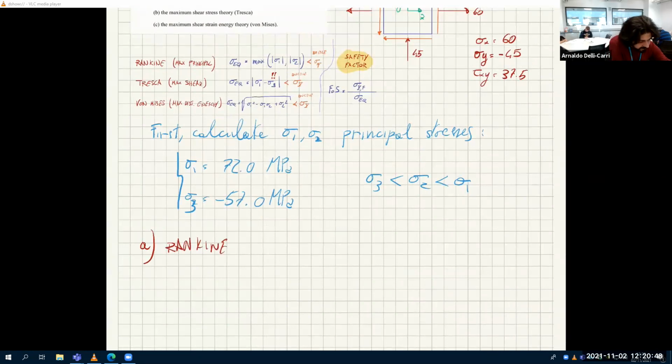For A, we have sigma equivalent. How much is sigma equivalent? It is the largest between sigma 1, sigma 2, and sigma 3. Which one is the largest? Sigma 1. It's the absolute value. So if sigma 2 or sigma 3 were minus 83, say, that would be the largest one because it's an absolute value. So sigma equivalent in this case is 72.